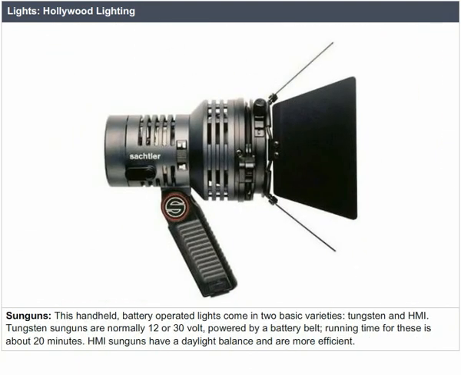Sun guns. These handheld battery-operated lights come in two basic varieties, tungsten and HMI. Tungsten sun guns are normally 12 or 13 volt, powered by a battery belt. Running time for these is about 20 minutes. HMI sun guns have a daylight balance and are more efficient.